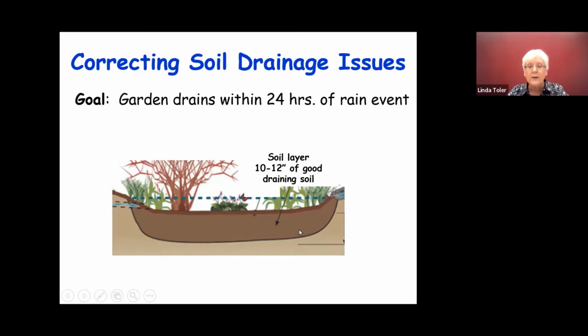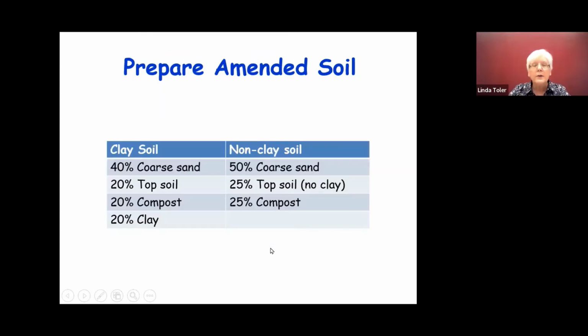And you want to save that soil, because what we're going to do is amend that soil to improve its drainage. If you have clay soil, and I think most of us around here typically have clay soil, the recipe that you want to use to make the amended soil is shown here. It's 40% coarse sand, 20% topsoil, 20% compost, and 20% of that clay that you dug out from beneath your ponding area. Now, if you have sandy soil, here's the recipe for your sandy soil, but most of us don't have that problem.